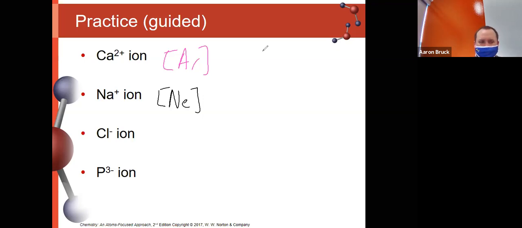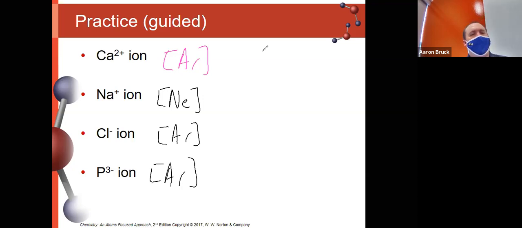For chlorine, chlorine has 17 electrons. The -1 charge adds another. 17 plus 1 is 18. 18 electrons corresponds to argon. Phosphide ion, phosphorus has 15 electrons. The -3 charge adds 3 more. 15 plus 3 gives me 18 electrons. And so once again, I'm at argon. So for main group elements and for negatively charged ions, this is pretty easy and straightforward.